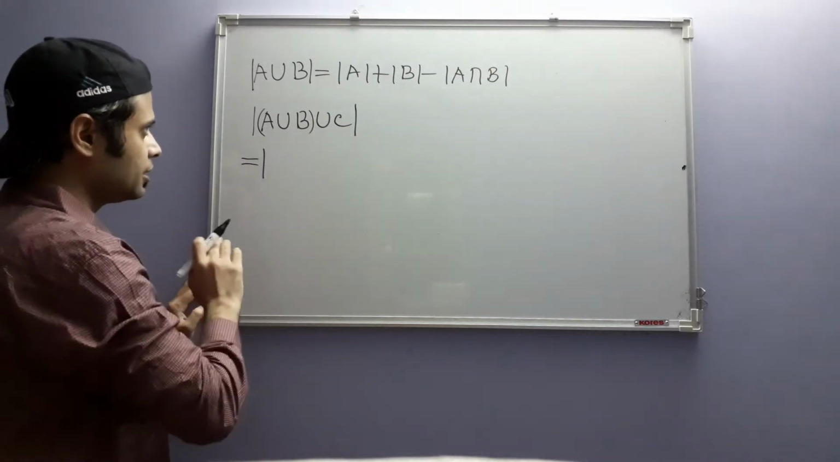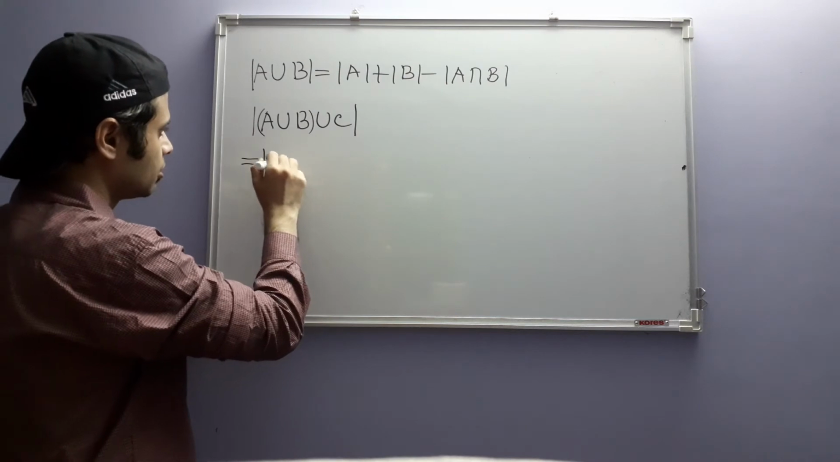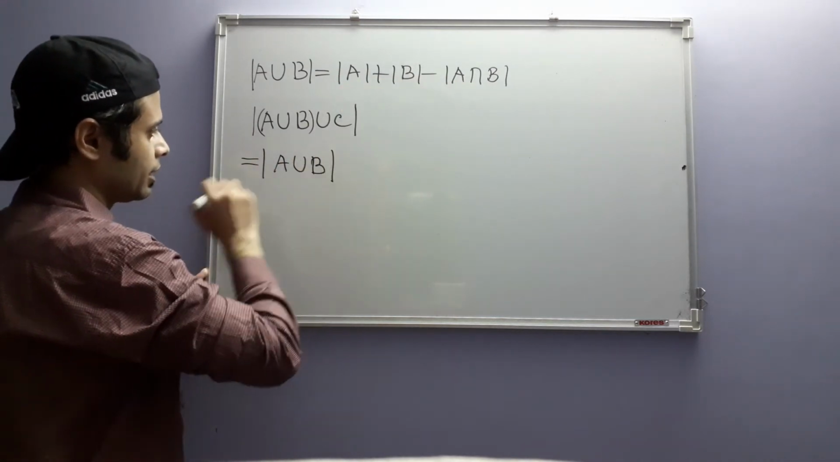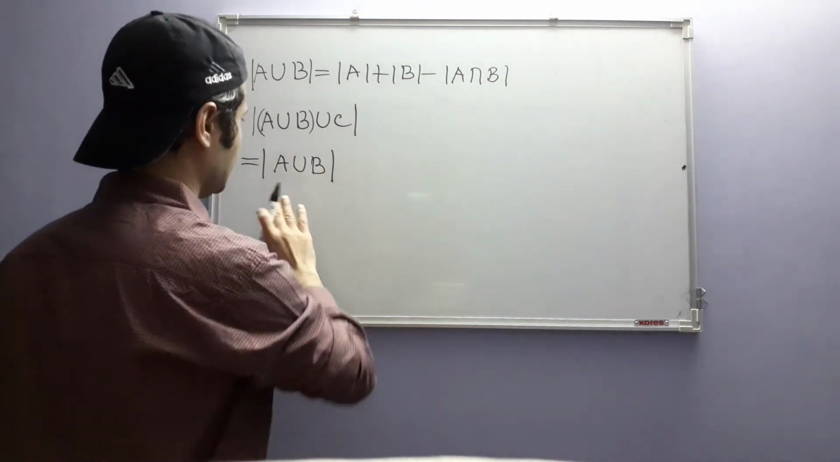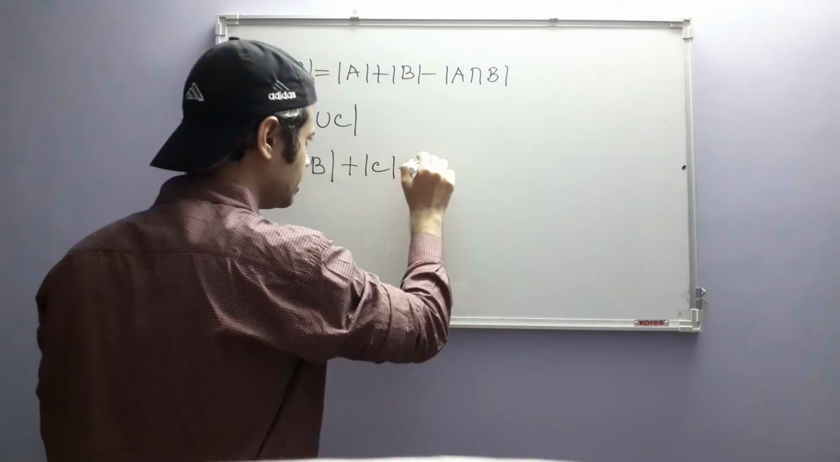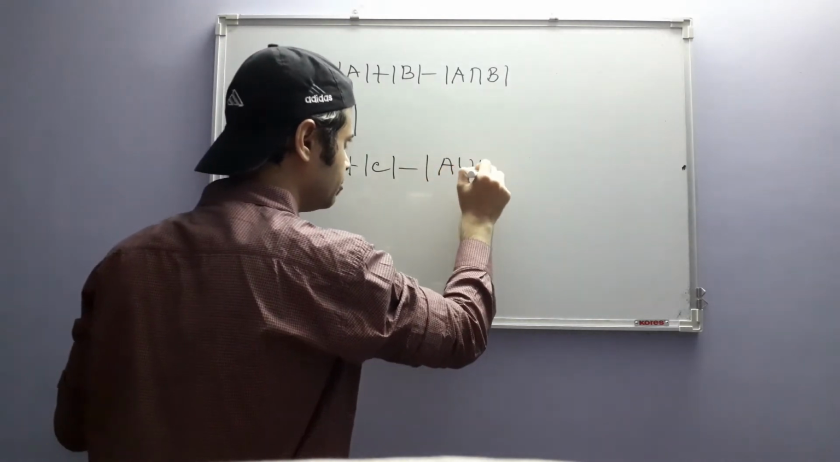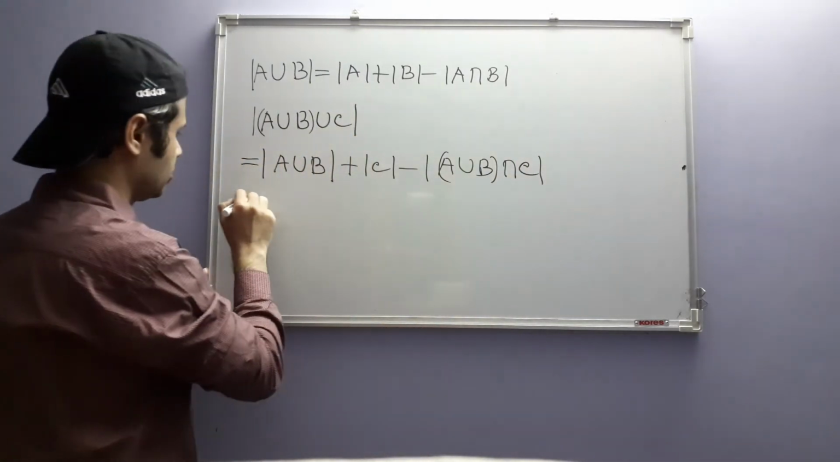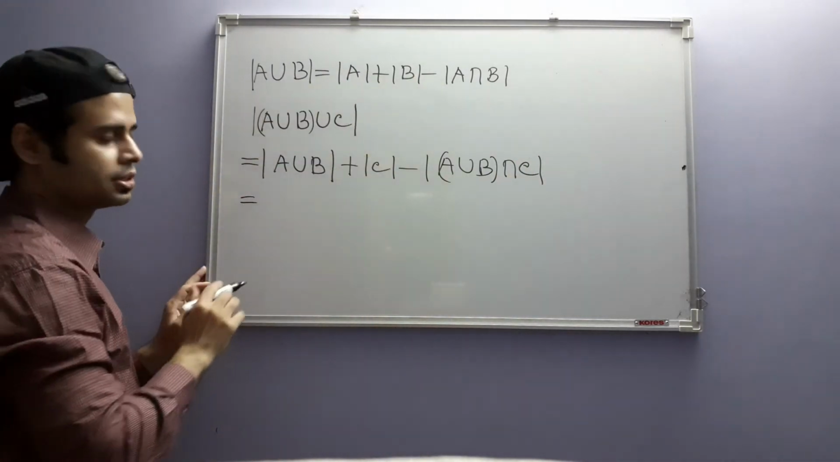So, thinking of it like this and using this formula, I get cardinality of A union B plus cardinality of C minus cardinality of (A union B) intersection C. Now here I can again use that formula.